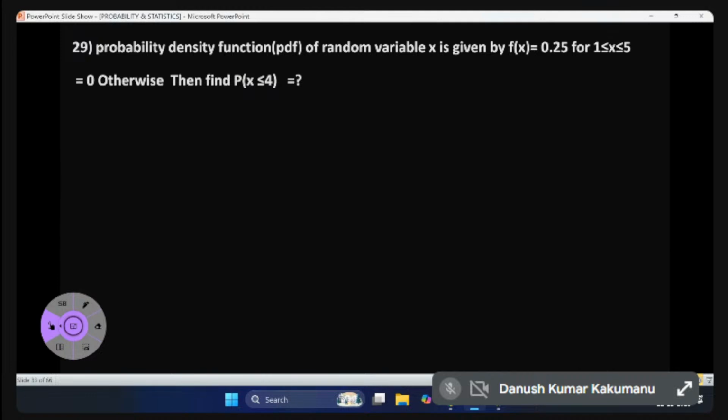This question, listen. So I'm giving hint for all of you. Try. What is the question asking? The probability density function of a random variable is given like this, and it is asking what is P of x less than or equal to 4. That is a CDF. CDF is the integral of 0.25, under the limits from 1 to 4. Limits are 1 to 4, f of x dx. That way you try, you will get the answer.